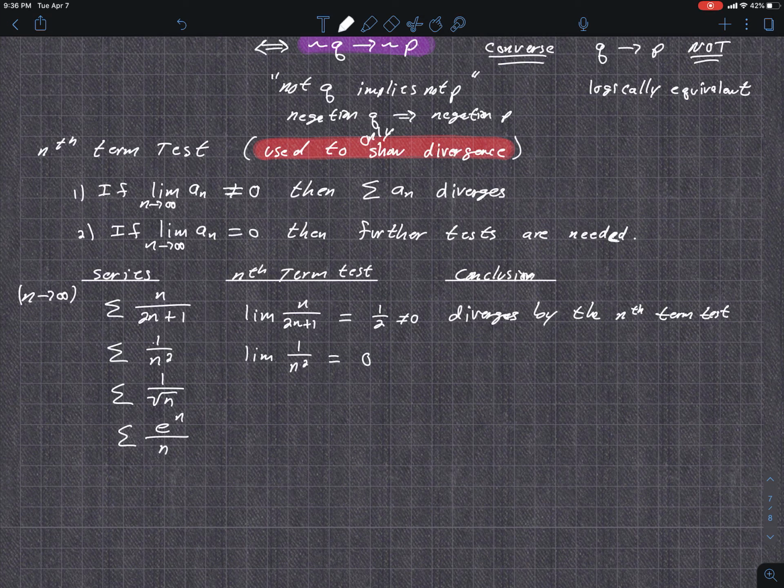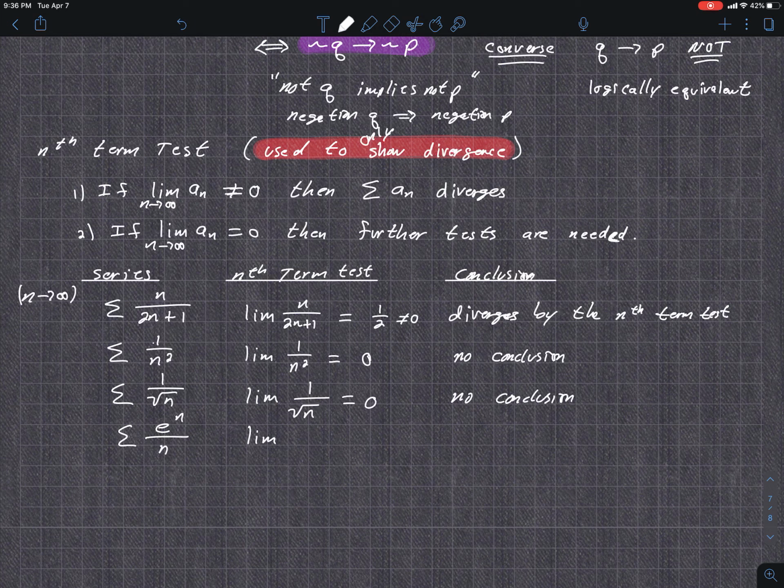For this one, the limit of 1 over n squared does equal 0, so that's case 2. No conclusion. Further tests are needed. The limit of 1 over root n, what does that equal? Yes, it equals 0 as well. Again, no conclusion.